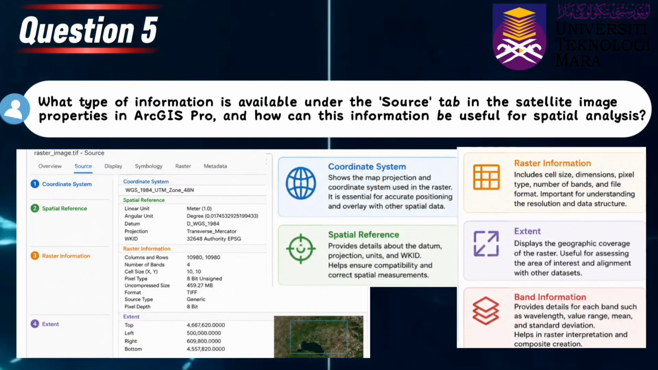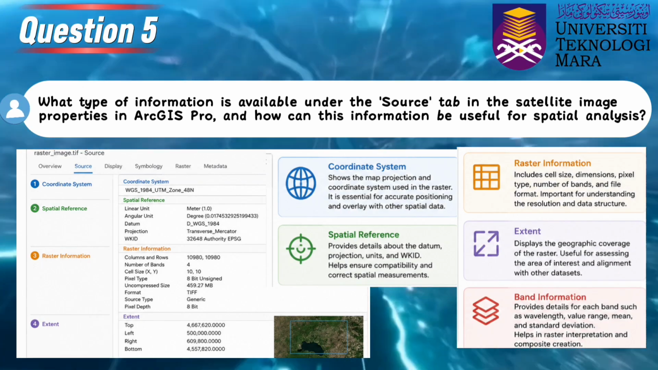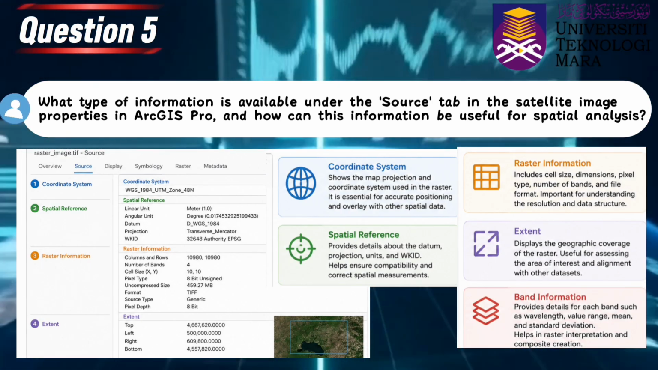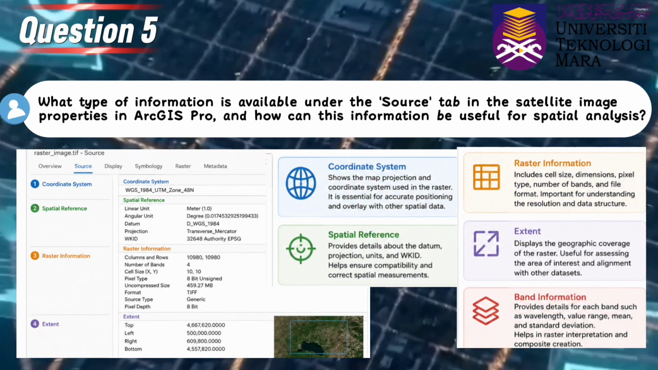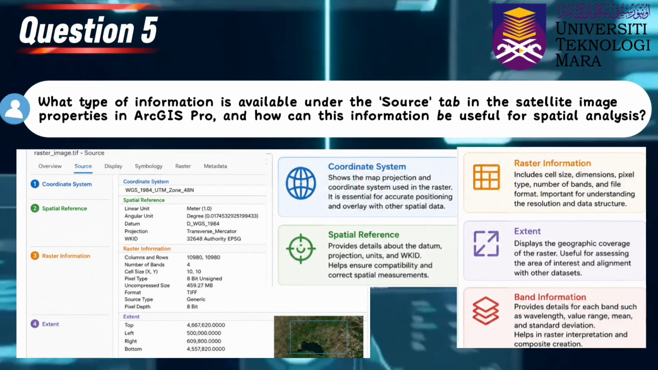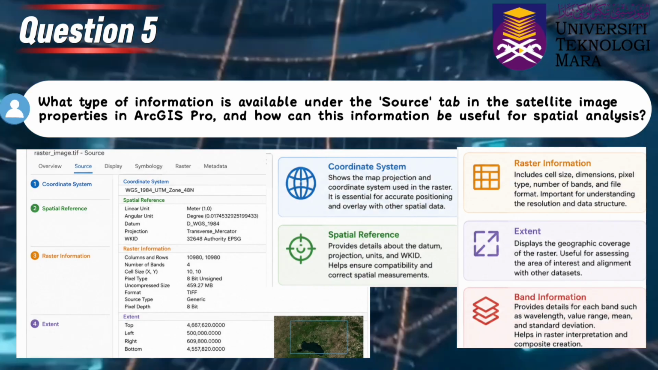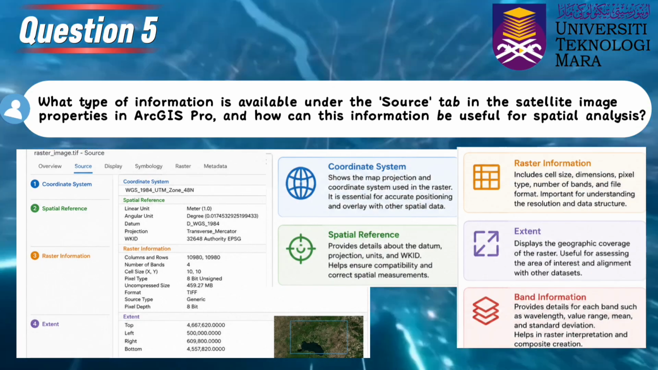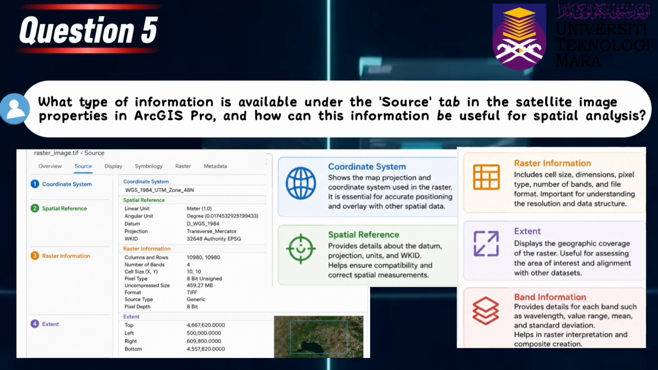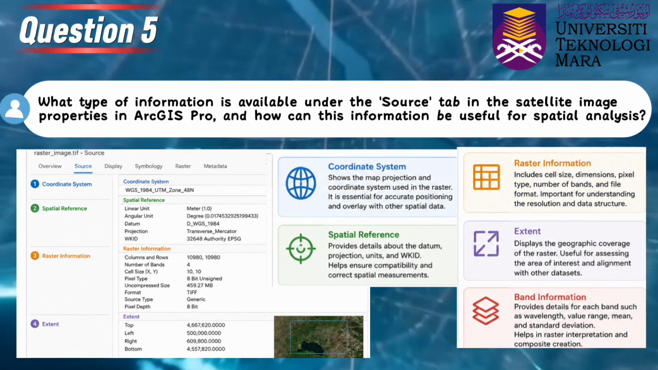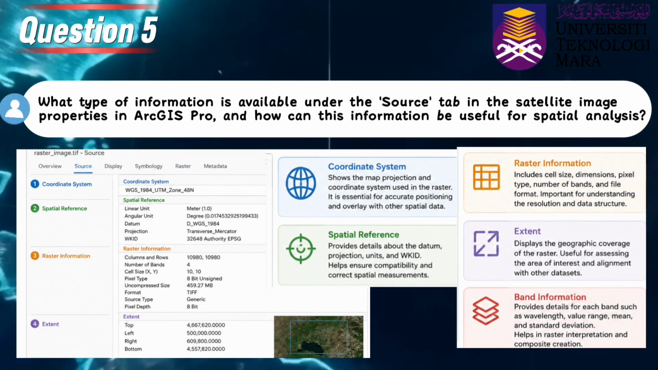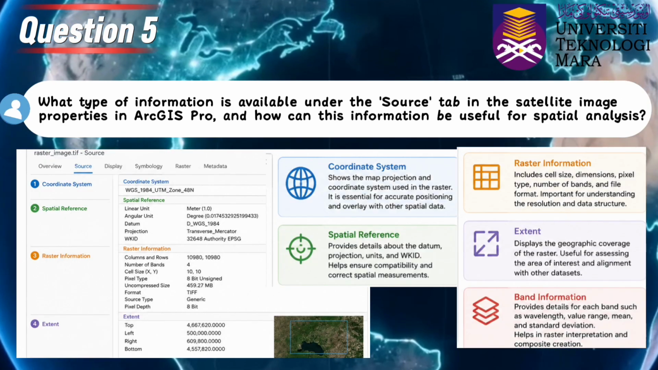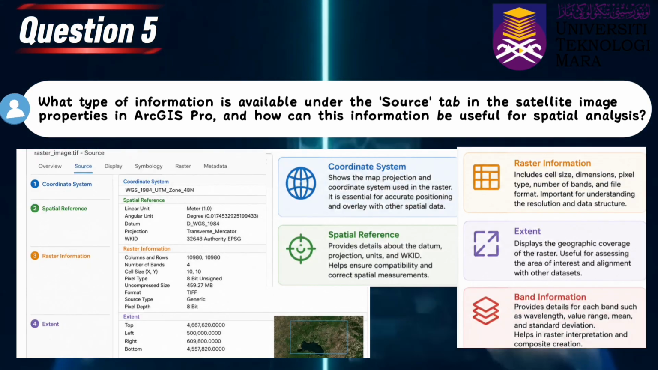The Source tab in ArcGIS Pro contains essential raster information such as coordinate system, spatial resolution, cell size, image extent, and band details. This information is important for evaluating the accuracy, quality, and characteristics of satellite imagery before conducting spatial analysis. Furthermore, it helps ensure data compatibility, improve raster interpretation, and support more reliable and accurate mapping and analysis results.